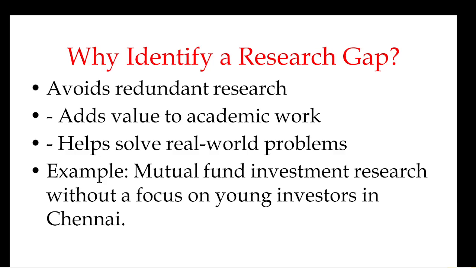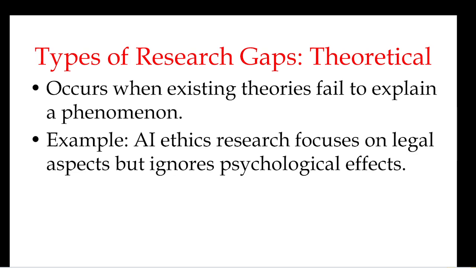Next, we are going to discuss types of research gaps. First, theoretical research gaps occur when existing theories fail to explain a phenomenon or when new concepts need to be developed. An example of this is AI ethics research, which largely focuses on legal aspects but often ignores psychological effects on employees. This lack of exploration in AI ethics is a theoretical research gap.